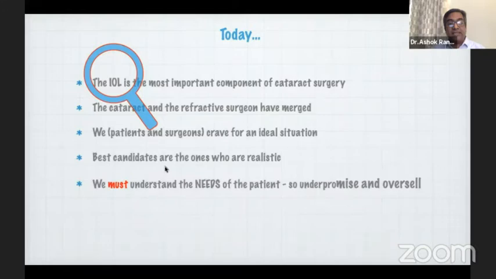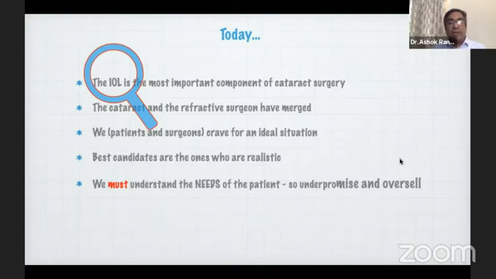We must realize that both as patients and surgeons, we must crave or try to reach an ideal situation. We all want an ideal situation. We want everybody to be 6x6 and N/6, and we want them to reach that on day one, with good quality vision, but it's not always achievable. So it's very important that we, one, understand the needs of the patients. We do not improve the expectations of the patients.